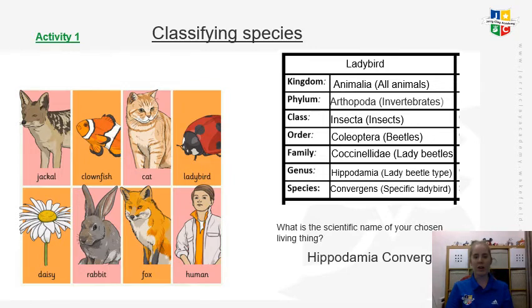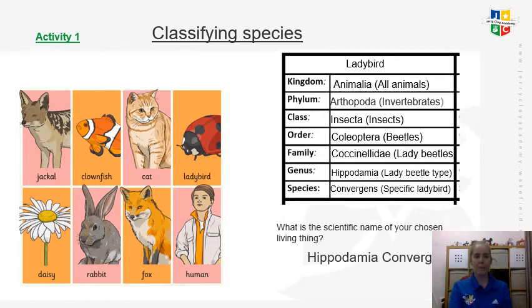So you can see the hierarchy there, the Linnaean system, starting with the kingdom at the top, going all the way down to the genus and the species. So we've got the Latin names going all the way down. And then at the bottom, I'd like you to write in your exercise books your final scientific name of your chosen living thing, bearing in mind that you just use the genus and the species for the scientific name because that's how they are written. So my scientific name of my chosen living thing, which is the ladybird, is Hippodamia convergens. That is the scientific name for a ladybird, and that's how it would be seen in scientific documents if they were being discussed by scientists.